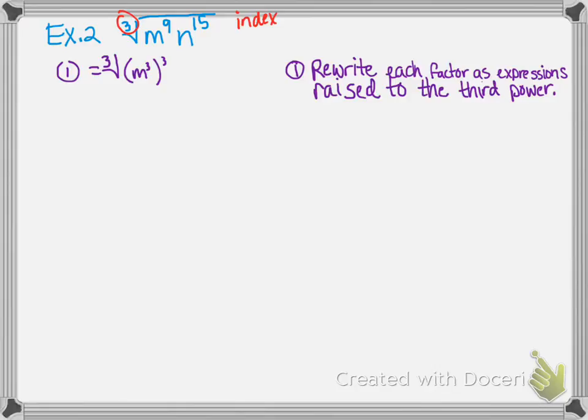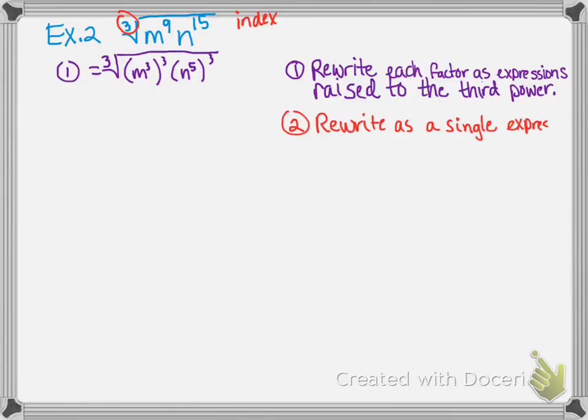Because our exponent laws say when you have a power to a power, you multiply. So our 3's would get multiplied if we were simplifying out the other way, and we'd get m to the ninth. Okay, with our n to the 15th power, I'm going to put my parentheses, what to the third power equals n to the 15th? Well, 15 divided by 3 is 5, so n to the 5th power. Okay, so I rewrote each factor. M to the ninth became m cubed cubed, or m to the third power to the third power, and n to the 15th power became n to the 5th cubed.